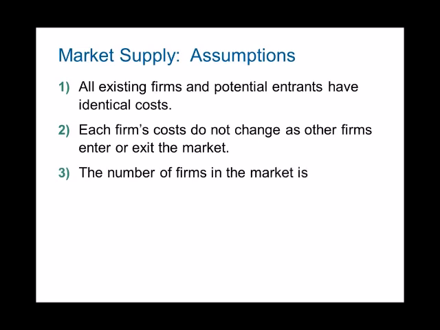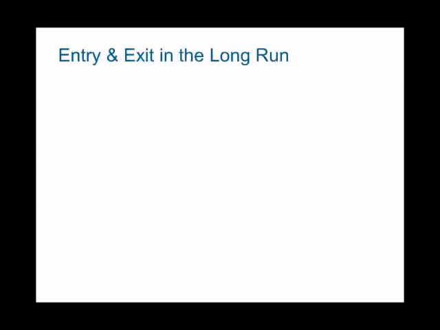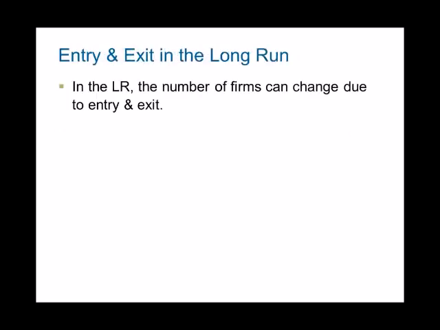And the number of firms in the market is fixed in the short run due to fixed costs, because of entry and exit. So these are some assumptions that we make. Now, in the long run, of course, the number of firms can change because of entry and exit. Some firms might enter the market, and some firms might exit because they are not able to sustain in the market.